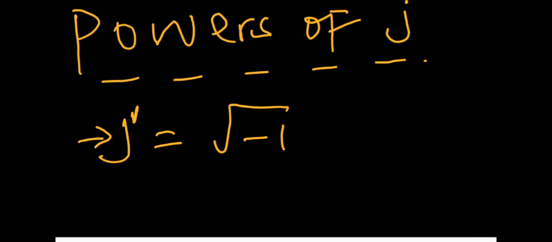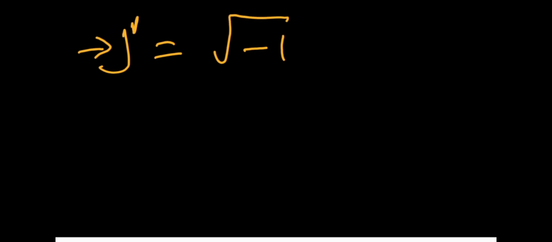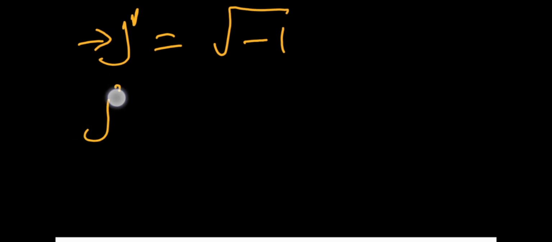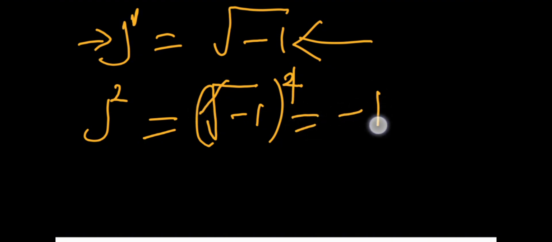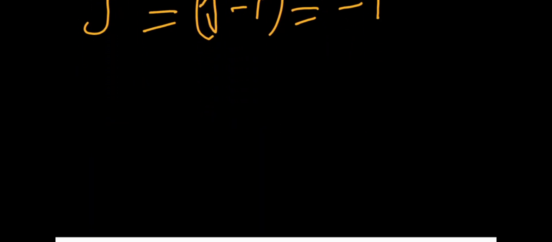What if we try to increase the power of J from J raised to the power 1 to J raised to the power 2? What do you think will happen to this square root of -1? Obviously it's not going to remain square root of -1. So what is going to happen is this will change to square root of -1 all squared. And you know what happens? The square will cancel out the square root, and we see that J squared is equal to what? -1.